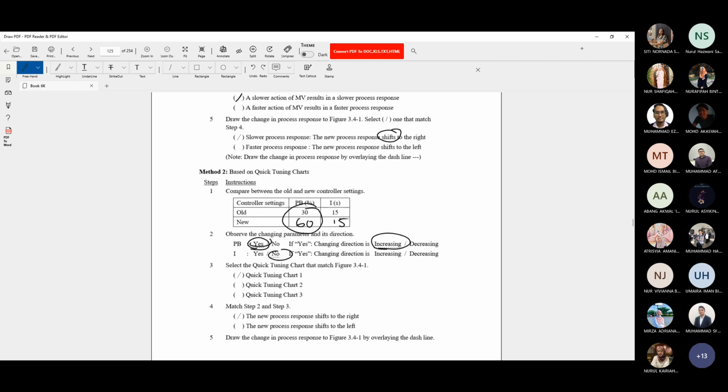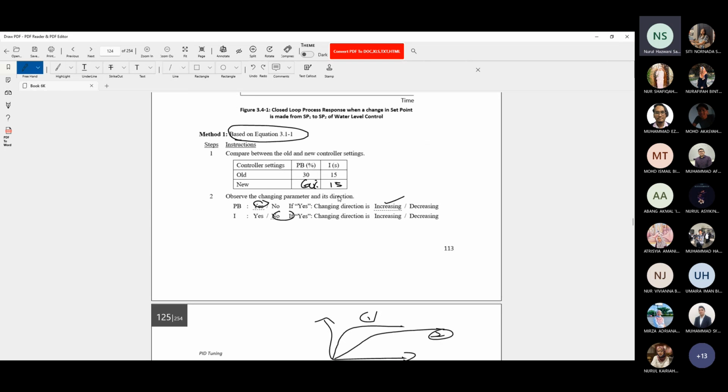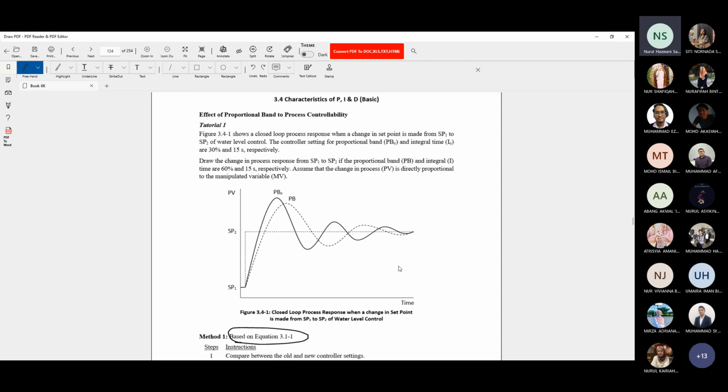Faham. Okay, number 3. Earlier we already knew the PB value is increased. We used the relation of the equation. But now, we need to use the tuning chart. So based on the response we have, is this chart 1, chart 2 or chart 3?